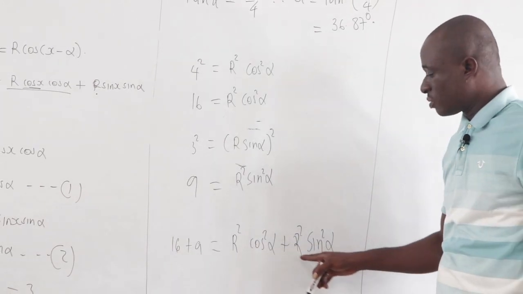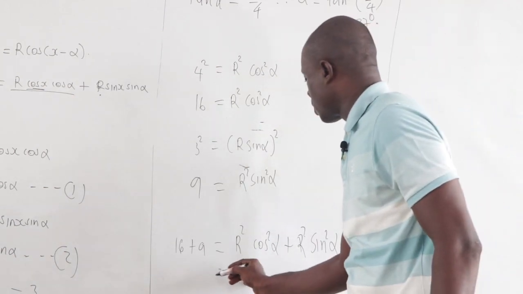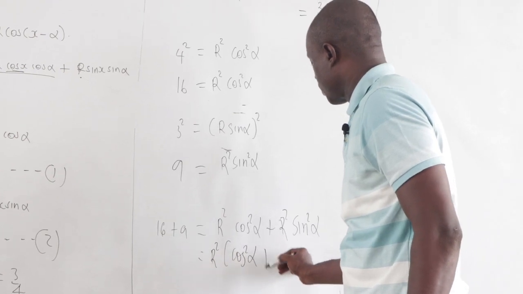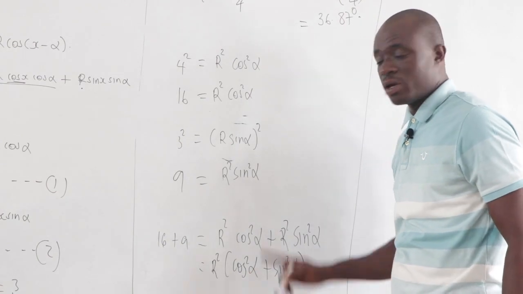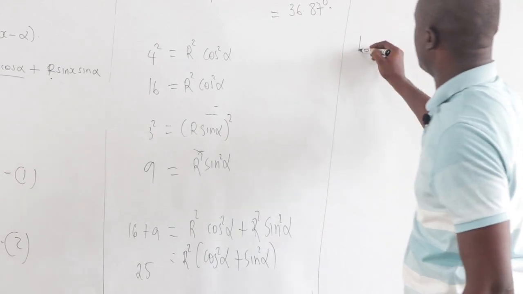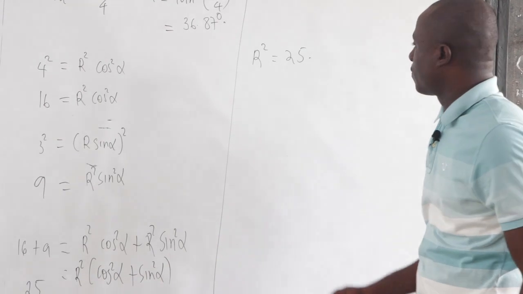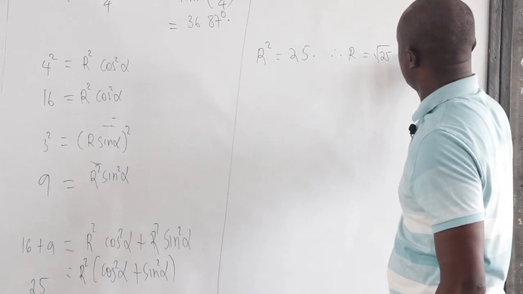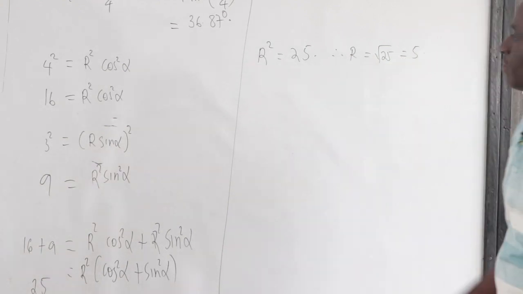Now r squared is common. We factorize it and then you're left with cos squared alpha plus sine squared alpha. Now cos squared alpha plus sine squared alpha is 1. So we have 25. So clearly you have r squared equal to 25. Therefore our r will be the square root of 25, which is equal to 5.